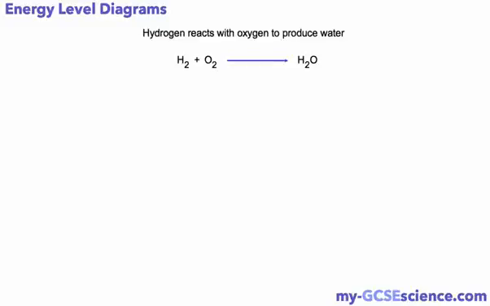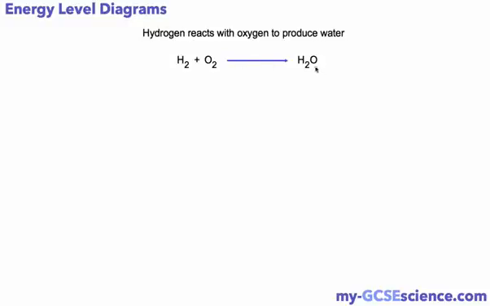Hello and welcome. Today we are looking at energy level diagrams, and we are going to look at some simple energy level diagrams and show how the relative energies of reactants and products are shown by these diagrams. By relative energies I mean the energies compared to each other of reactants and products. So the first reaction we're looking at is hydrogen reacting with oxygen to produce water.